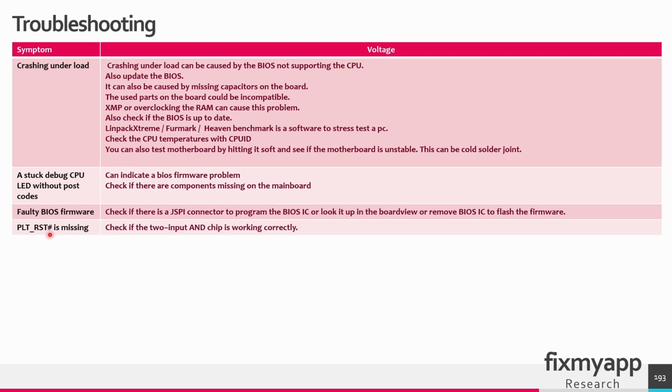Check if the platform reset active low signal is missing. And if this signal is missing, then you have to check the 2-input logical AND gate, because the output of this 2-input logical AND gate depends on the input. You have 2 input signals that have to go high before the output is generated. If the output signal is missing, it can pull this platform reset active low signal to ground. With all the active low signals, you have to check if there is a 2-input logical AND chip and check if the input signals are present and the output signal is present.